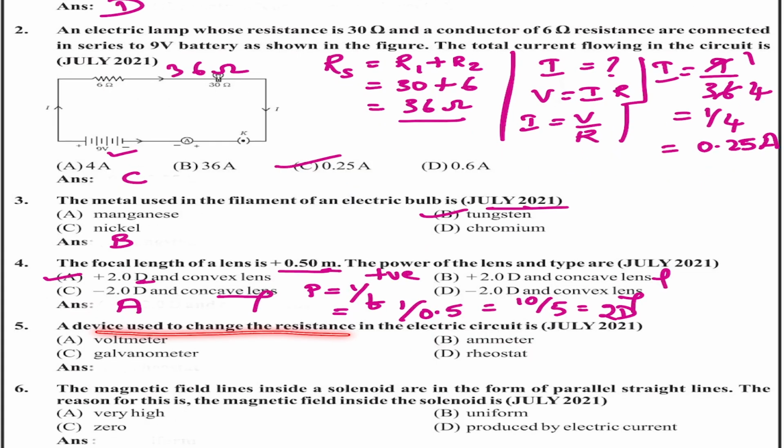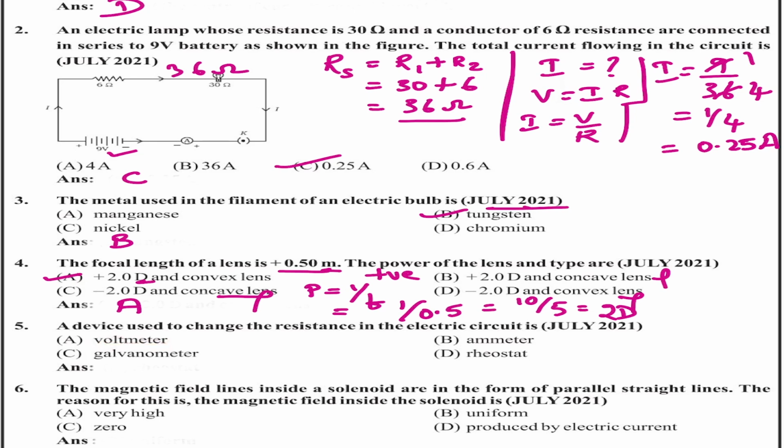Coming to the fifth question, a device used to change the resistance in an electric circuit is. That is nothing but some device which will be used to change the resistance, meaning it will be varying every now and then. For that purpose, which device will we be using? Let us check all the options.